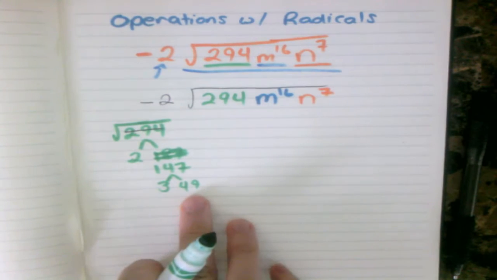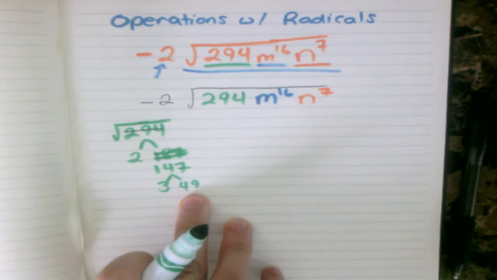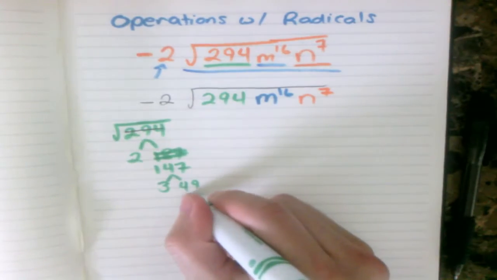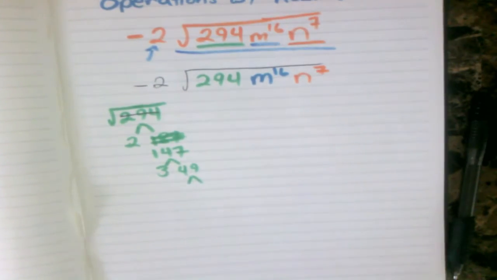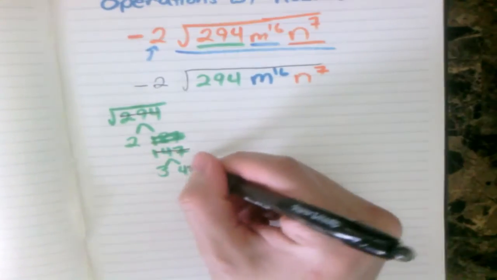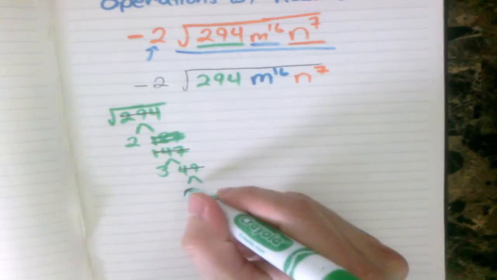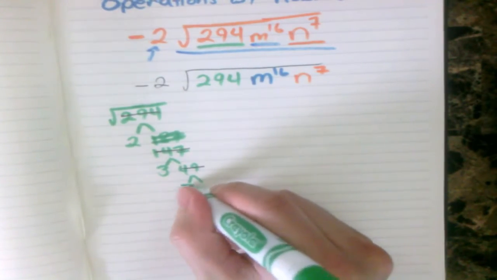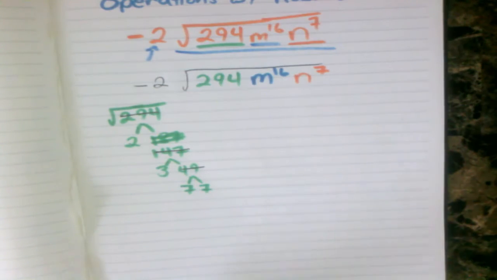And then some people will notice that 49 is a perfect square. But let's pretend you didn't, so let's go ahead and break that down as well. And remember, every time we break something down, we're going to go ahead and cross it out. And 49, hopefully you'll remember, is 7 times 7. So what we've got is a 2, 3, and 2 7s.